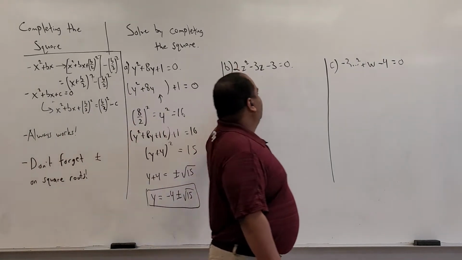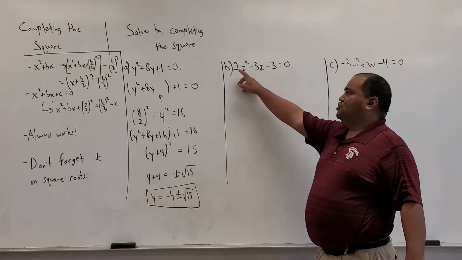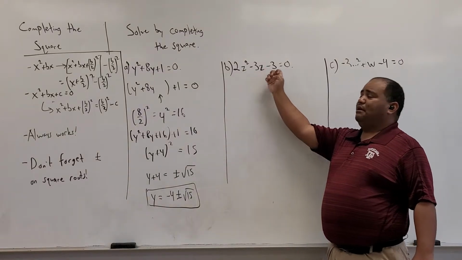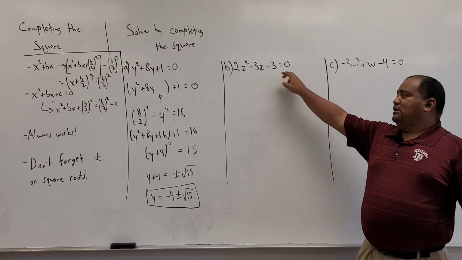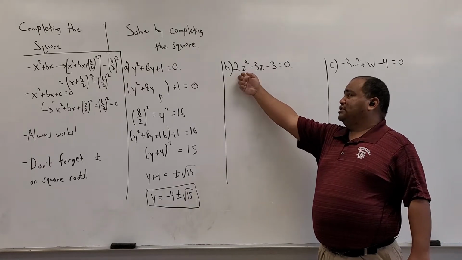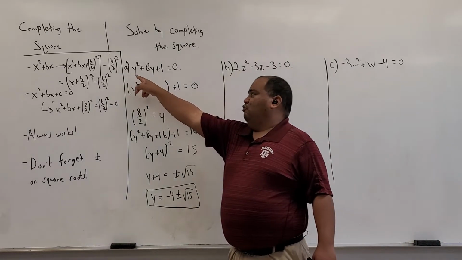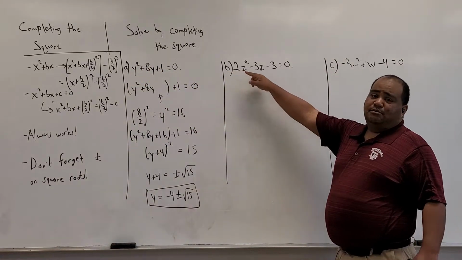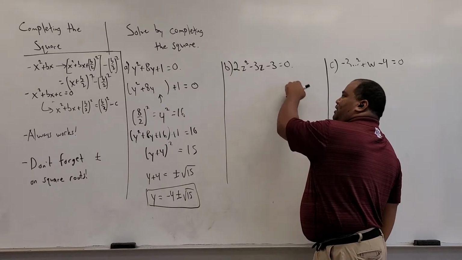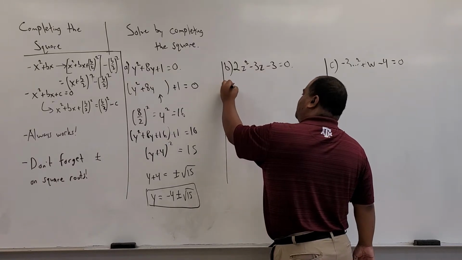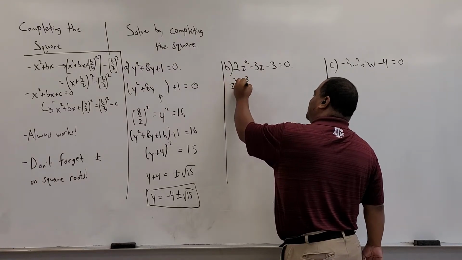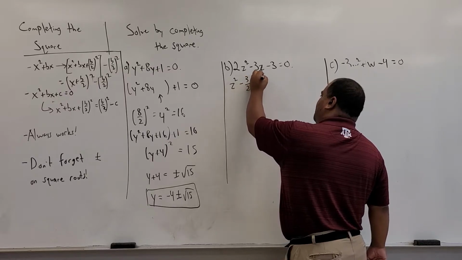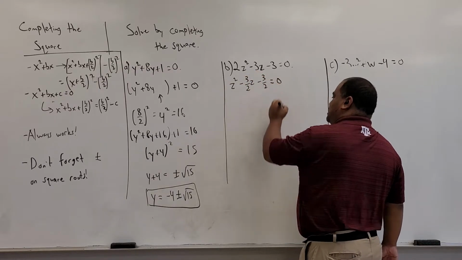So now we move on to our second one. We have 2z squared minus 3z minus 3 equals 0. Now, notice that the coefficient on z squared is not 1 as we had it here. So to begin, we need to make sure that we scale this appropriately. So we'll divide through by 2. So we are left with z squared minus 3 over 2z minus 3 over 2 equals 0.